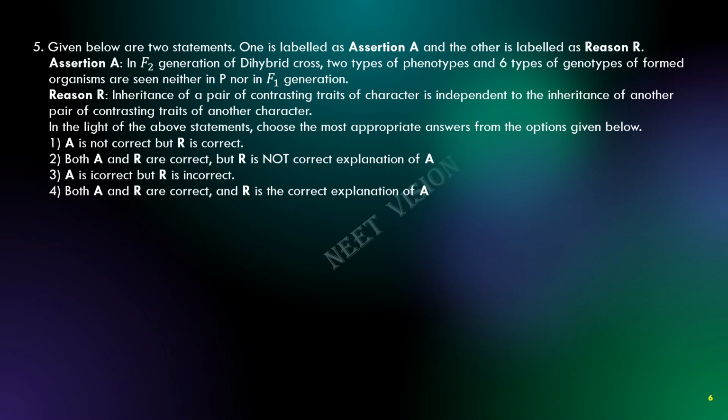So whose genotypes are neither seen in the P generation nor in the F1 generation? The assertion is correct: inheritance of a pair of contrasting traits of a character is independent of the inheritance of another pair of contrasting traits of another character. Absolutely true and clearly explains it. So A and R are true and R clearly explains A. So what option must be the correct one? Let us see the answer.